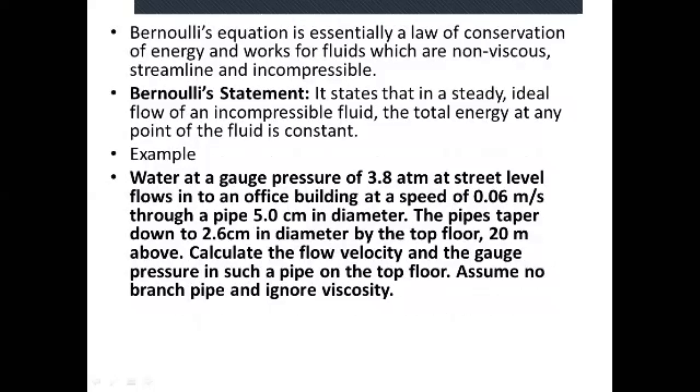Water at a gauge pressure of 3.8 atmospheres, at a speed of 0.06, so this is the initial velocity, flows through a pipe which is 5.0 centimeters in diameter. The pipe tapers down to 2.6. You can see the diameter here is different from this second one over here. Calculate the flow velocity and the gauge pressure in the pipe on the top floor. Assume there is no branching of the pipe and ignore viscosity.